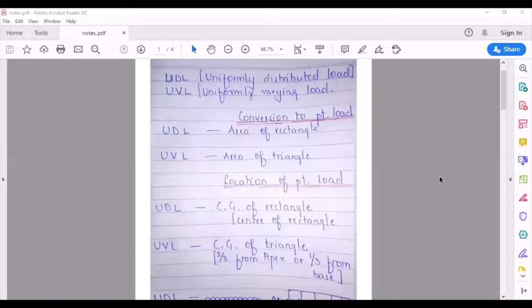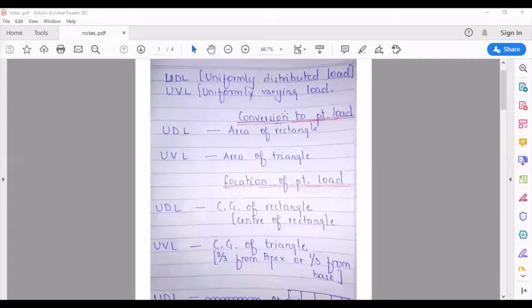It is very important that any type of loading given, you are supposed to convert it to a point load. It might be either a horizontal load or a vertical load, because we use the equation of equilibrium wherein we sum up all the horizontal forces and all the vertical forces. In this class, we are going to learn how to convert the UDL and UVL to a point load and where to locate that point load.